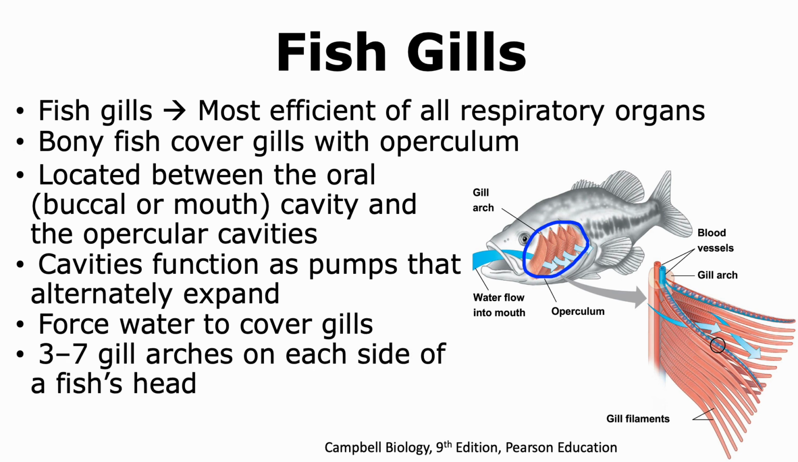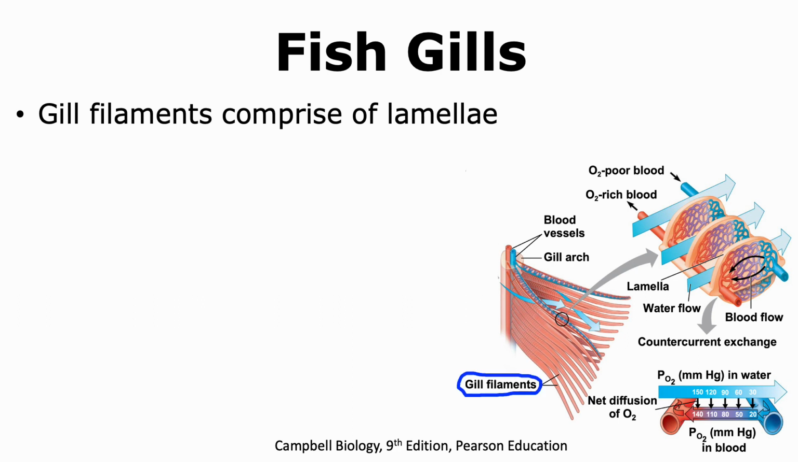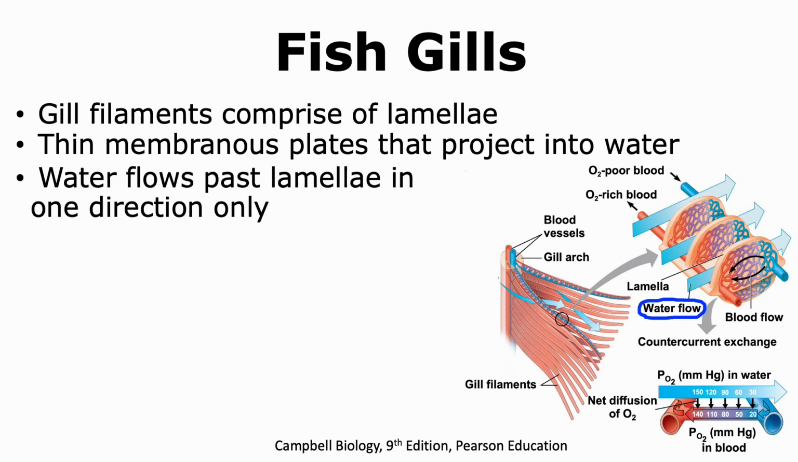The gills are made up of arches that are present on each side of the fish's head, and thus there are 3 to 7 gill arches on each side. Each arch is composed of 2 rows of gill filaments. The gill filaments themselves comprise lamellae. These lamellae are thin membranous plates that are able to project into the water. They are designed in such a way that water flows past the lamellae in only one direction, which in this case we can see is going from left to right.